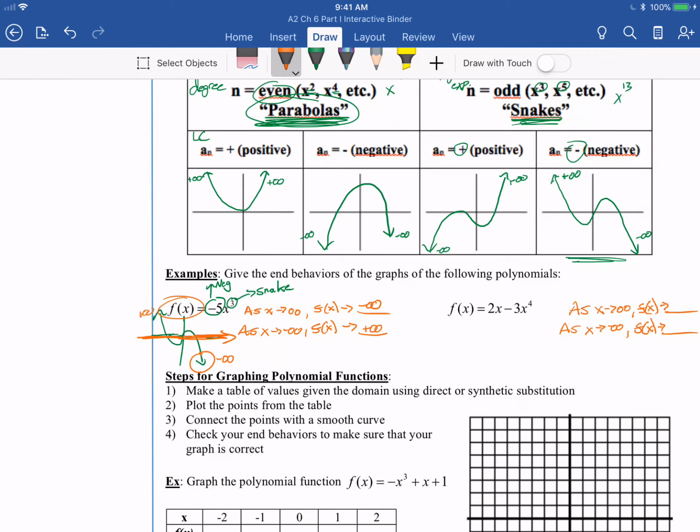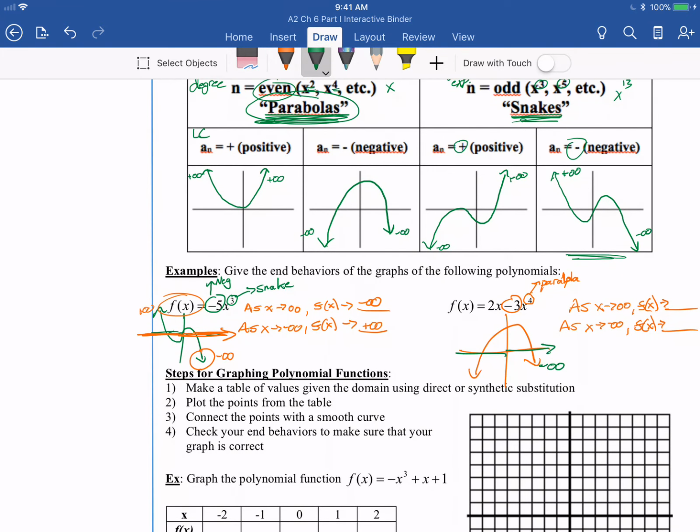All right, awesome. So now if I look at this next one, I notice here that my highest exponent is 4, so that's going to be a parabola. That doesn't look like a parabola, but it is. And this is a negative, so this parabola is going to open down. So notice the right side of my graph is going down towards negative infinity, and the left side of my graph is also going down towards negative infinity. So they both go towards negative infinity.